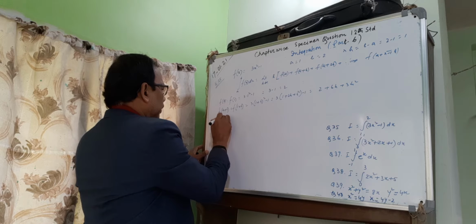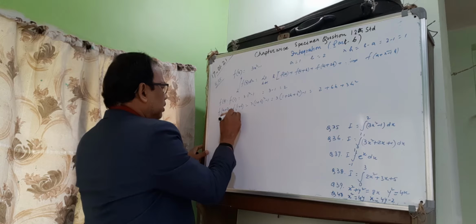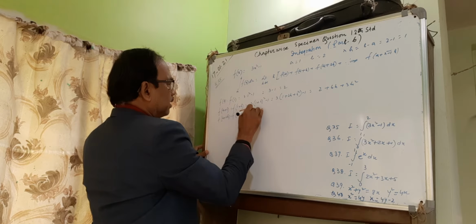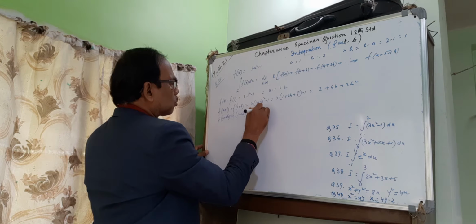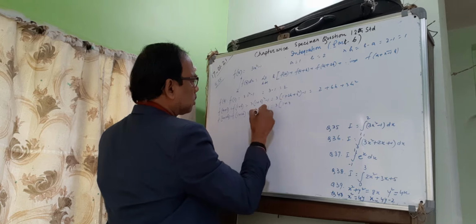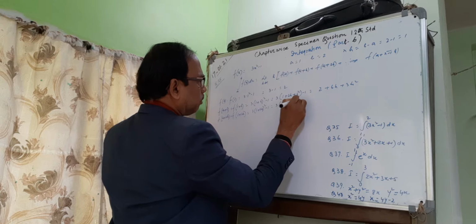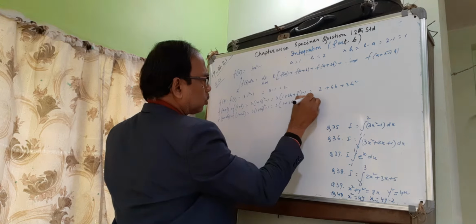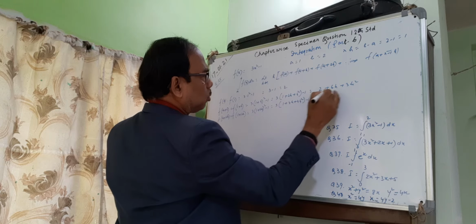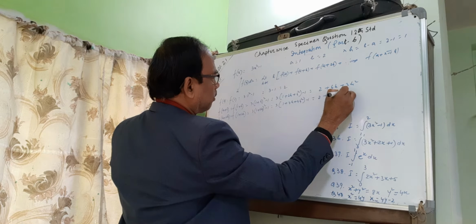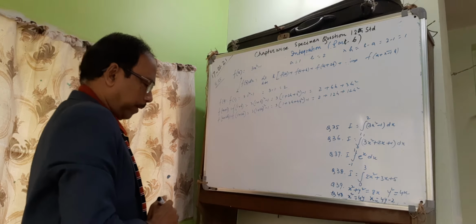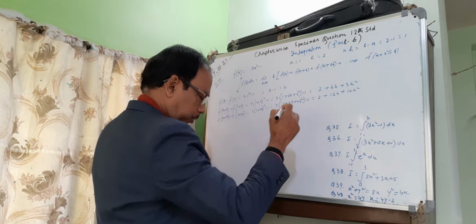Then f(a plus 2h), that is f(1 plus 2h). Put it in f(x): 3 into (1 plus 2h) whole square minus 1, that is 3 into (1 plus 4h plus 4h square) minus 1, 3 minus 1 is 2, plus 12h plus 12h square.